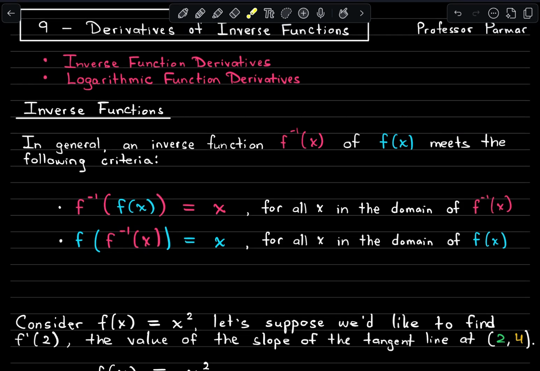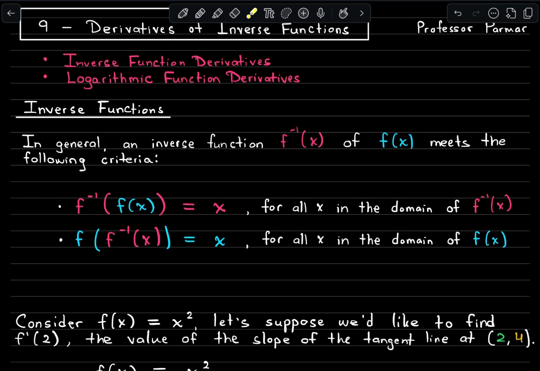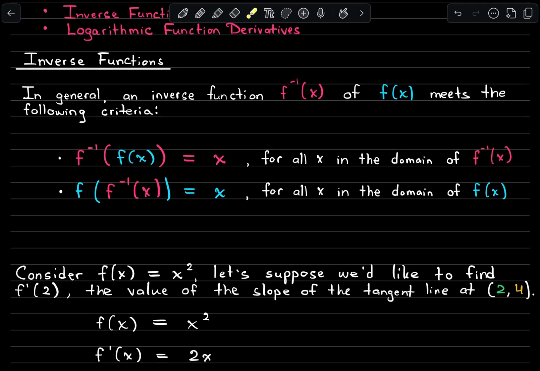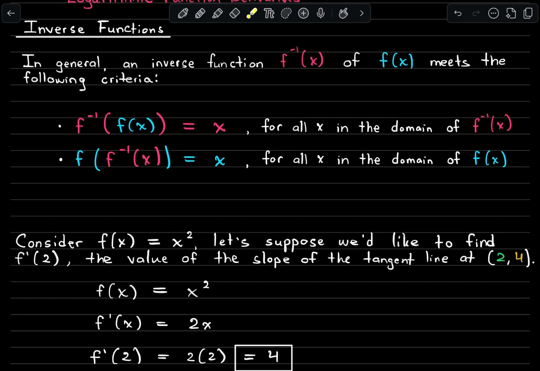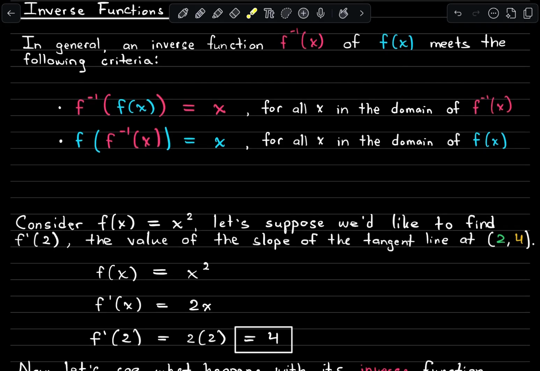Okay? So let's consider f of x is equal to x squared. And let's suppose we'd like to find f prime of 2. So we want to find the value of the slope of the tangent line at 2, 4. Okay? So we start off as we always do. We take our derivative. In this case, it would just be by power rule, right? 2 comes down as a coefficient of x. The exponent becomes 1. If we evaluate f prime of x at x equals 2, we're going to get 2 times 2 is equal to 4. Okay, so far so good.